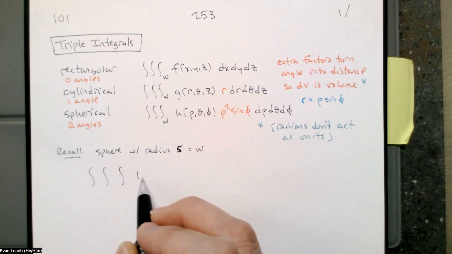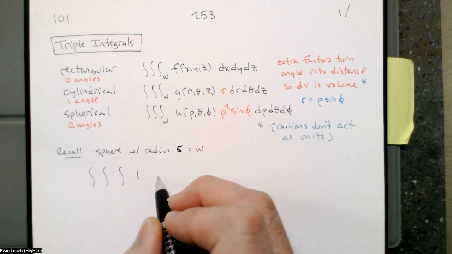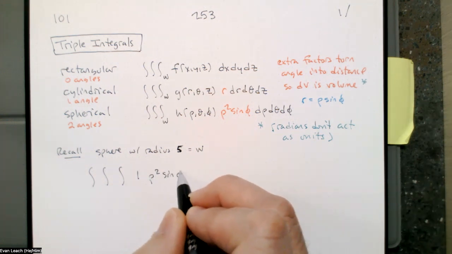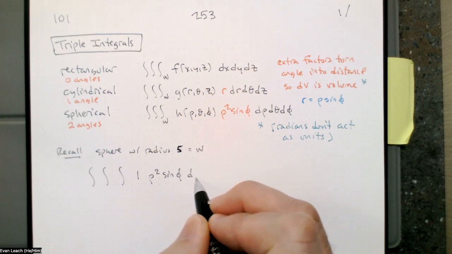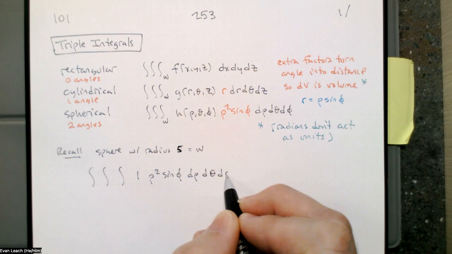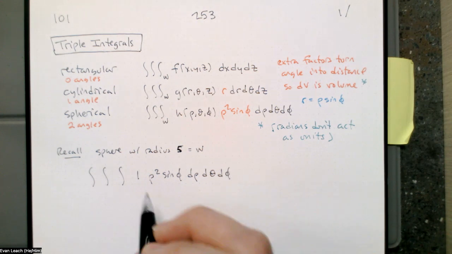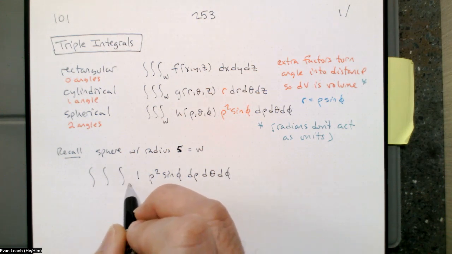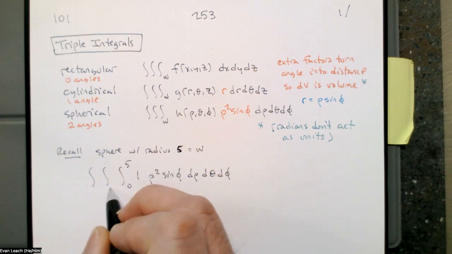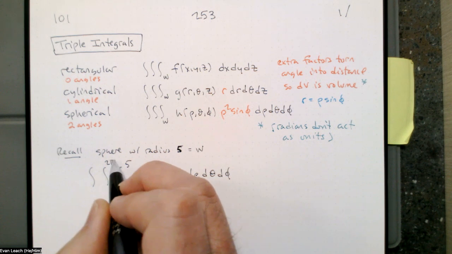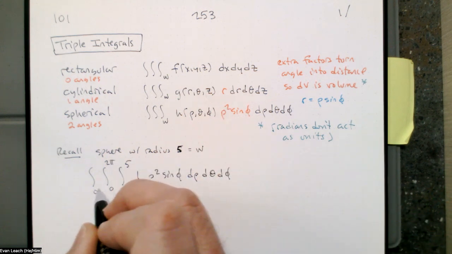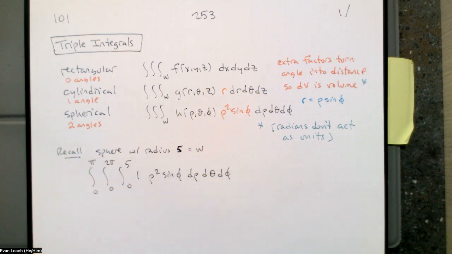I just wanted the volume of the sphere, so it was just 1. We still had to have a rho squared times the sine of phi. That's part of the dv. d rho, d theta, d phi. We just had rho go from 0 to 5, theta go all the way around from 0 to 2 pi, and phi from top to bottom would go from 0 to pi.